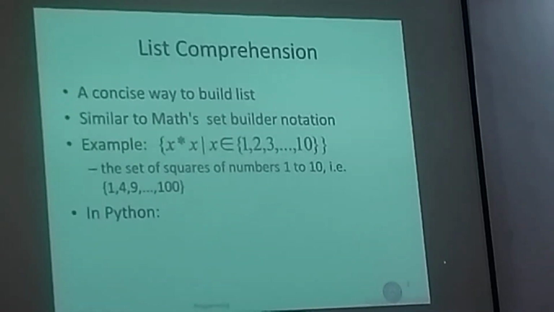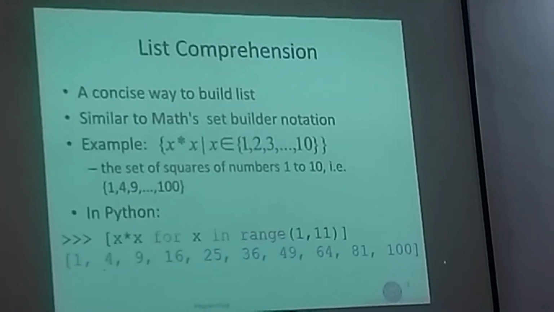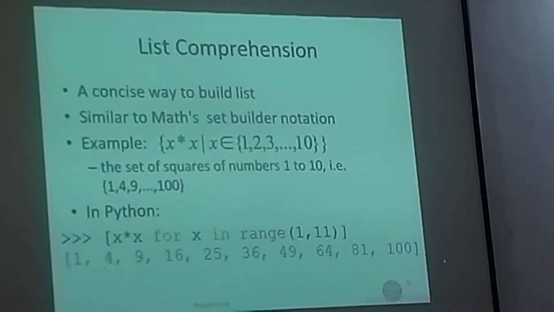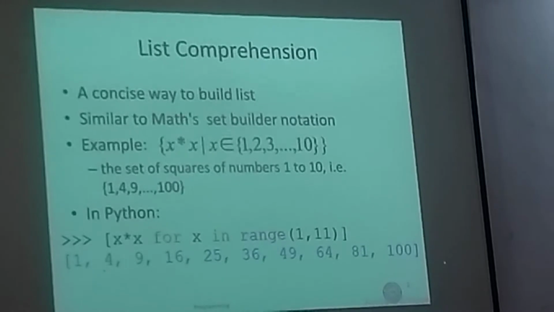Python also allows us to write lists or create lists in a very similar way. So in Python I can say, within square brackets, x times x for x in range 1, 11. In this case, range 1, 11 produces a sequence of values 1, 2 up to 10. Now x times x will compute x square for each of the values 1, 2, 3, 4 and so on. So as a result we get a list that is 1, 4, 9, 16 and so on up to 100.